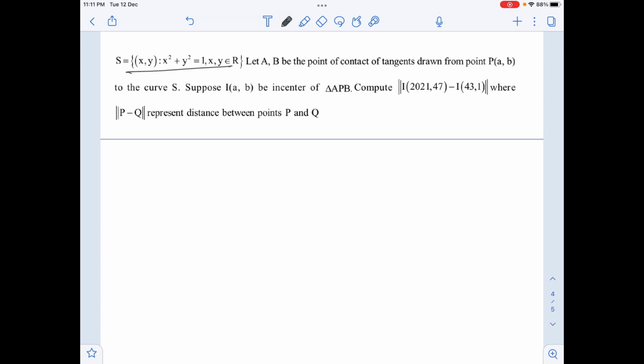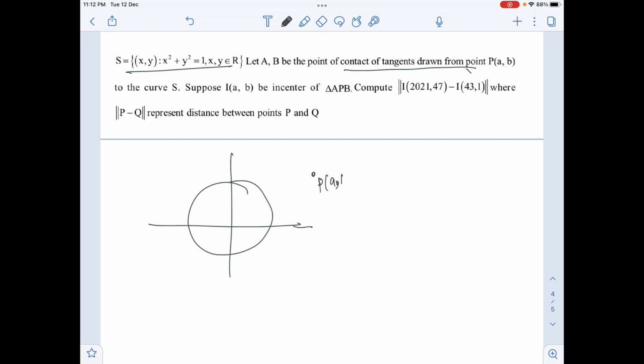S is the set of all (x, y) such that x square plus y square is 1 and xy is a real number. So what does S represent? It represents a circle. A and B are the points of contact of tangents drawn from point P. So point P will be outside, of course, otherwise you can't draw a tangent. From here we drew 2 tangents. Let's call point A and B the points of contact.